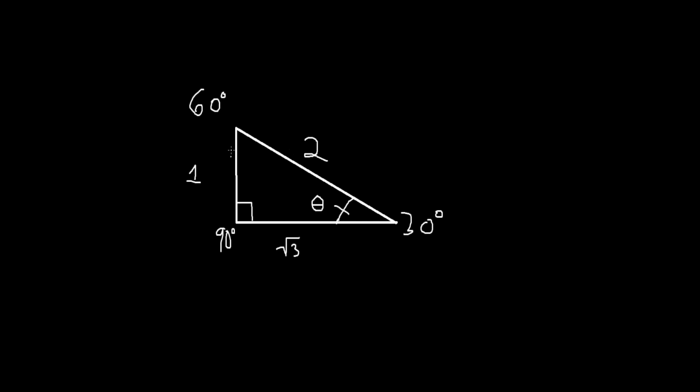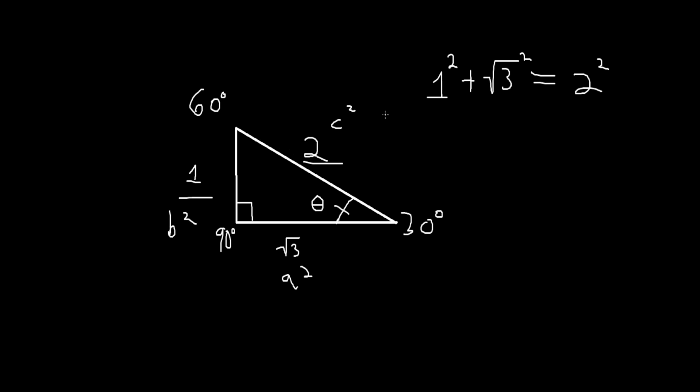So the reason a 30-60-90 triangle is so interesting is because the shortest side, this guy over here, is always 1, and the hypotenuse is always 2. So according to the Pythagorean theorem, we should be able to square these, add them together, and get the hypotenuse squared. So a squared plus b squared equals c squared.